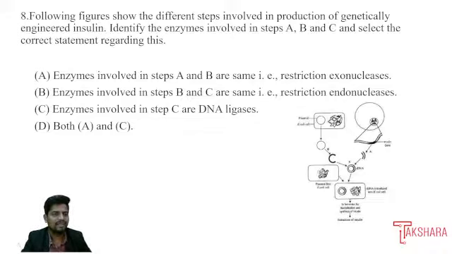The next question, number 8. The following figures show the different steps involved in the production of genetically engineered insulin, and you have to identify the enzymes involved in steps A, B and C, and select the correct statement.